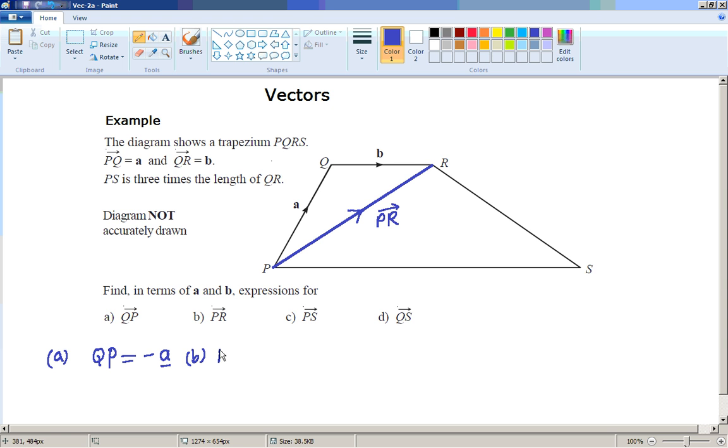So PR is equal to A plus B. Vector A plus vector B.